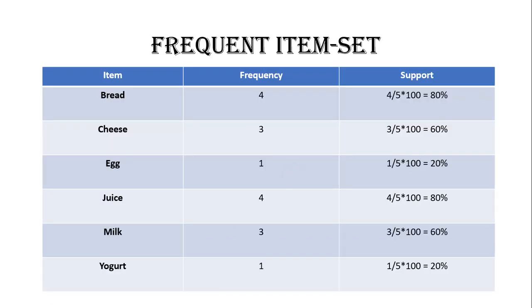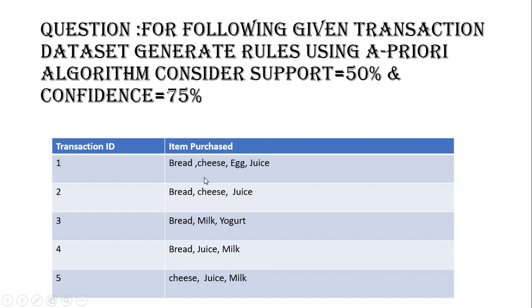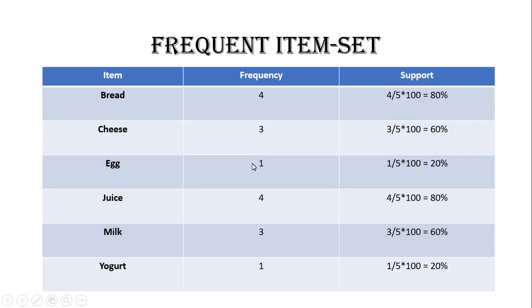In the very first step of the solution of this problem, we have to find the frequent item sets. These are the items, and we count how many times each item occurs in the given data set. So bread, cheese, egg, juice, milk and yogurt are the items given in the data set.